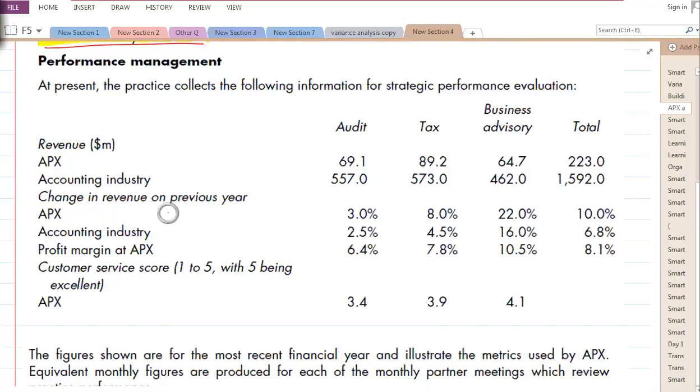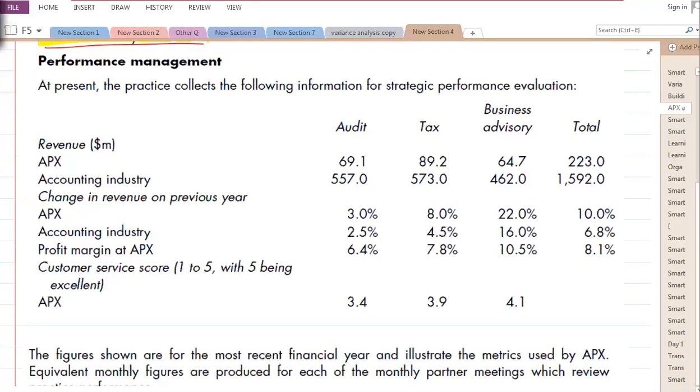Change in the revenue on previous year. So how much is the change in the revenue? I'll assume that this is actually the percentage increase, right? So from audit service, we have increased it by 3% as compared to the previous year. From tax, we have increased it by 8%. From business advisory, we have increased it by 22%.